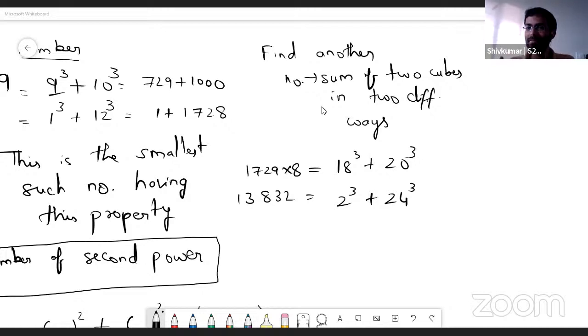Infinite? Exactly, infinite, yes. So there are infinite numbers having this property, in fact. And we just saw that, just using this property of a law of exponent and the distributive property of multiplication, they are in a position to generate infinite such numbers. And 1729 happens to be the smallest number.